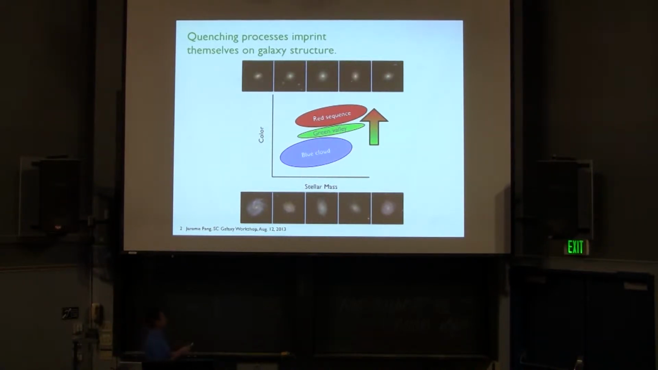And the question is, what is the connection between the quenching processes that galaxies undergo as they evolve in this diagram, and does that imprint themselves on the actual structure of galaxies? And so that's what we're looking at.